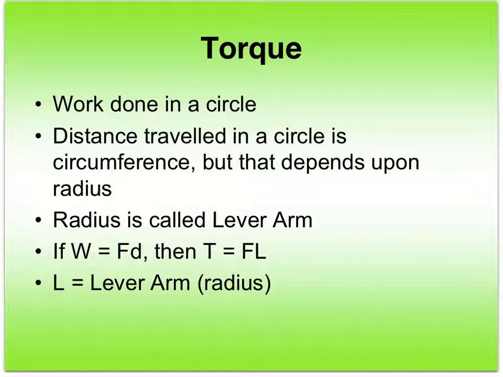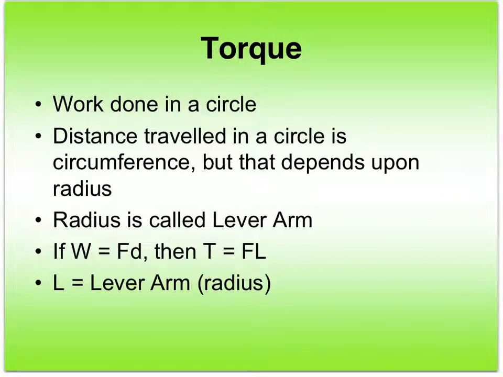Our next topic is torque. Torque is work. It's just work that's done in a circle. It's the same idea, the same formula. Distance that you travel in a circle is called circumference, but circumference depends upon radius. Circumference is 2 pi r, so it depends upon the radius of your circle. This radius is what we call the lever arm, so we don't have to worry about how many times we turn it. We can look at the measurement of that circle.